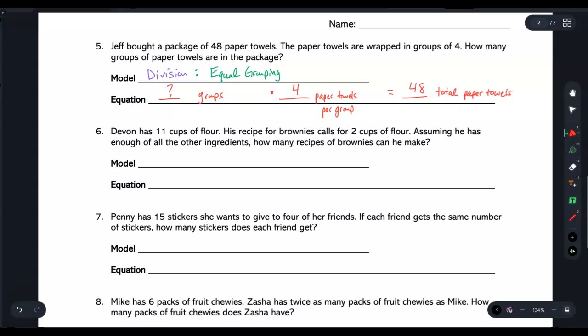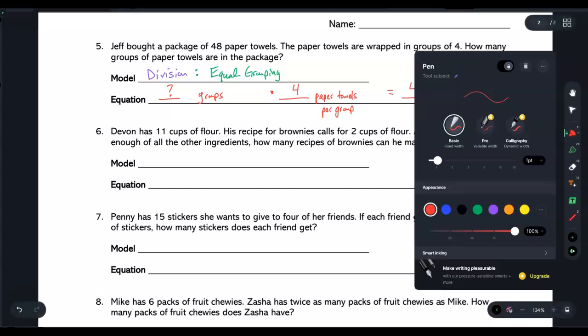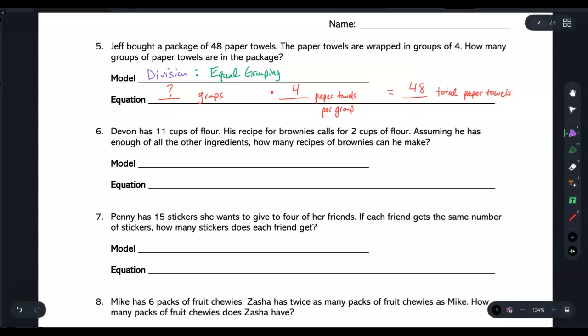So looking at number 6, Devin has 11 cups of flour. His recipe for brownies calls for 2 cups of flour. Assuming he has enough of all the other ingredients, how many recipes of brownies can he make? So if I were actually going to solve this, I would have a remainder on this one. That's okay. I don't need to worry about that just yet. So this one, though, I am working backwards. I know the total. I'm trying to find a missing value. So this is going to be division.